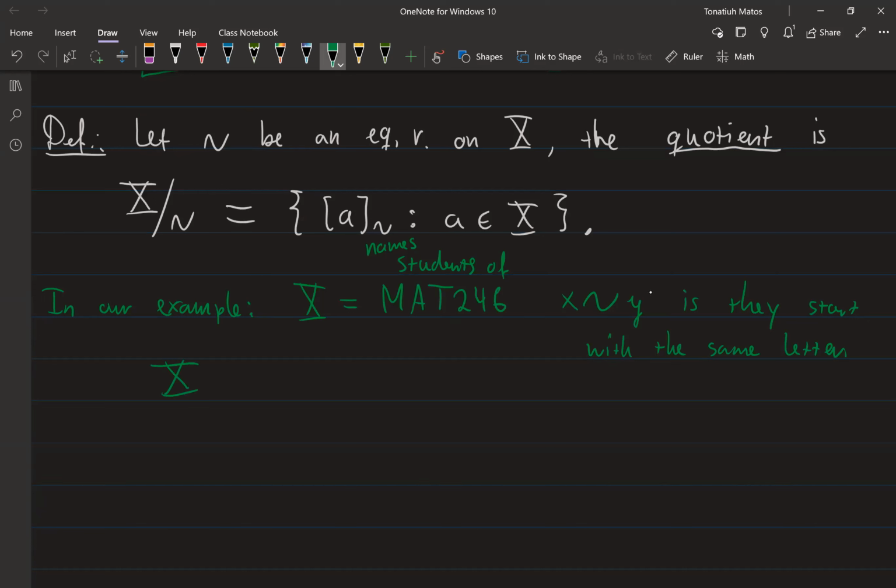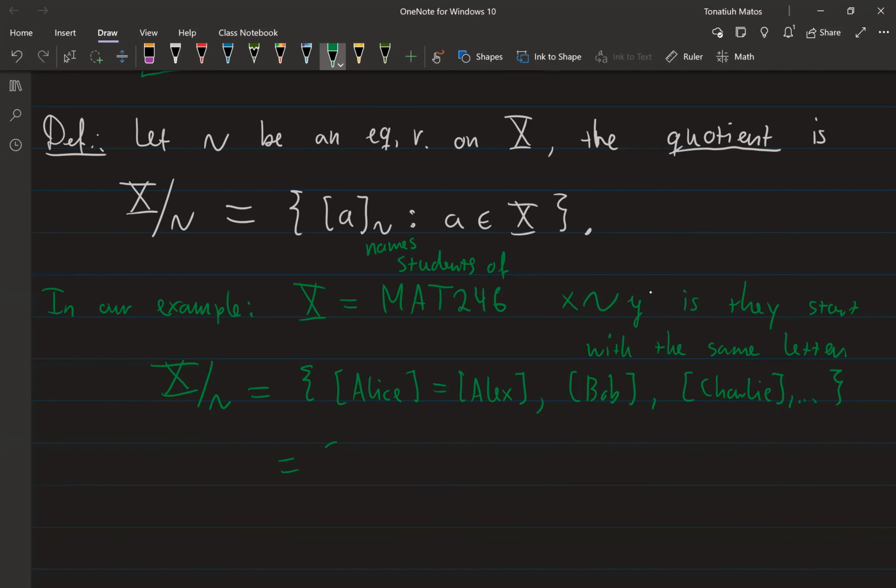And then what would be the quotient? Well, the quotient would be, there's a class that contains Alice, which happens to be the same class as the one that contains Alex, because those two are related, right? So that's actually just the same class. I don't have to list it twice. There's a class for Bob, which is the same as everyone who starts with B. There's a class for Charlie, and so on, right?